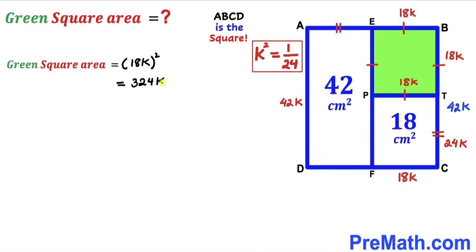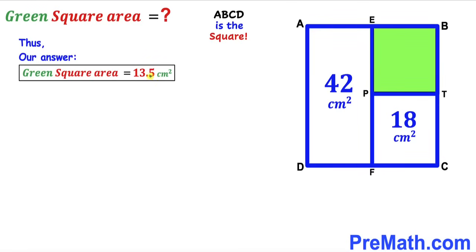324 times k squared. And now we know our k squared value has been given as 1 divided by 24. So I'm going to substitute that k squared value as 1 divided by 24 over here. So therefore we could write 324 times 1 divided by 24. And if we simplify, that is going to give us simply 13.5 centimeter square, the area of this green shaded square.